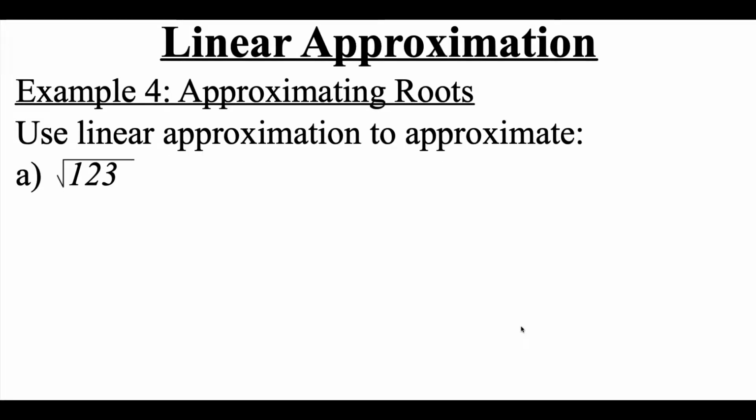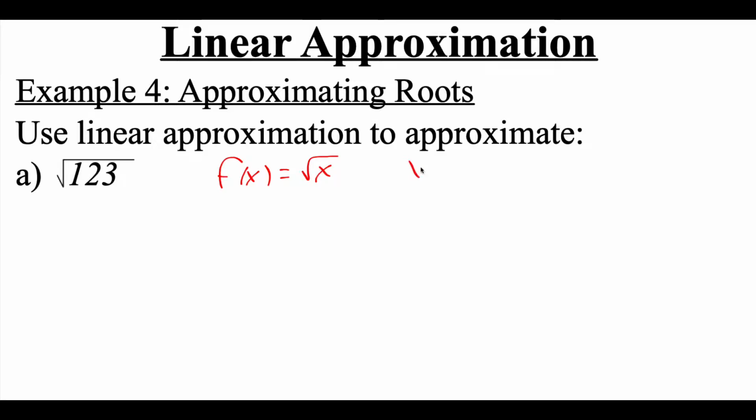Now the last thing we're going to do is use linear approximation to help us approximate some roots. So in this first one, we're going to approximate the square root of 123. Now because we're doing a square root, we're going to let our f of x function just be the square root of x. As we're looking at 123, we know that that itself is not a perfect square, but we do have a perfect square that's pretty close to 123.